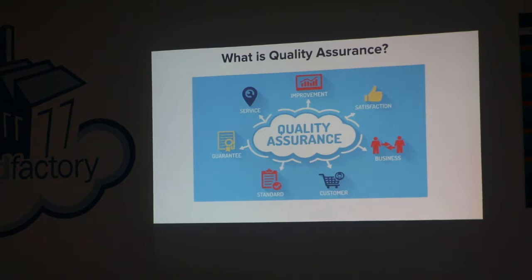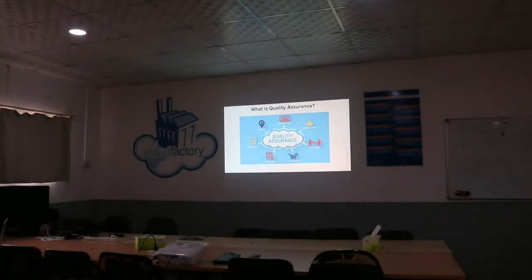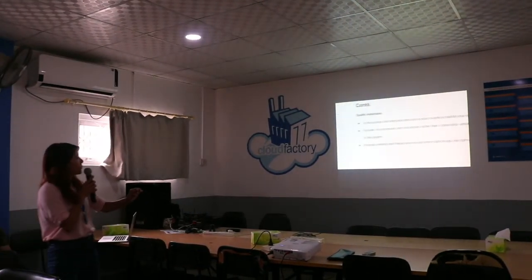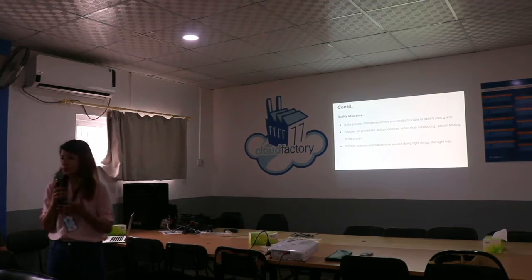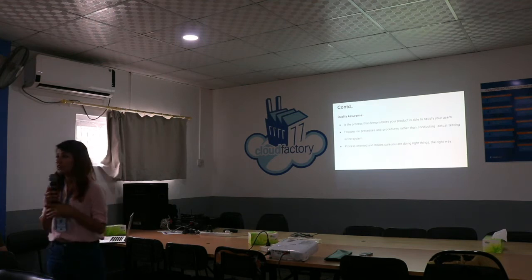In the picture we can see the different components quality assurance touches. We can see that there is satisfaction of the user, there are different business requirements, and we need to have continuous improvement in our development phase, and these things should be considered as factors that introduce quality assurance. So based on this, we can define quality assurance as the process that demonstrates our product is able to satisfy our user.